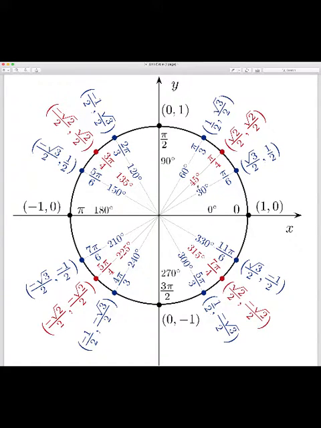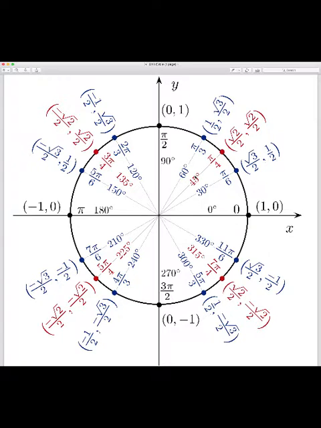The cosine of 30 degrees is the x coordinate. That would be square root of 3 over 2. The sine of 30 degrees is the y coordinate, which is 1/2. So anytime you're asked to find cosine, you look for the x coordinate on the unit circle. And when you're asked to find the sine, you look for the y coordinate.